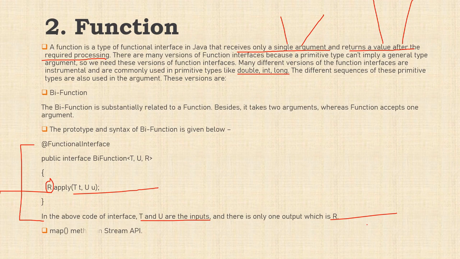So the map method in Stream API. This is the real-time example. If you know Stream API, at the time of mapping your object, you can use stream.map, and we can do some modification. So this is the input value, and it takes the function as an argument.